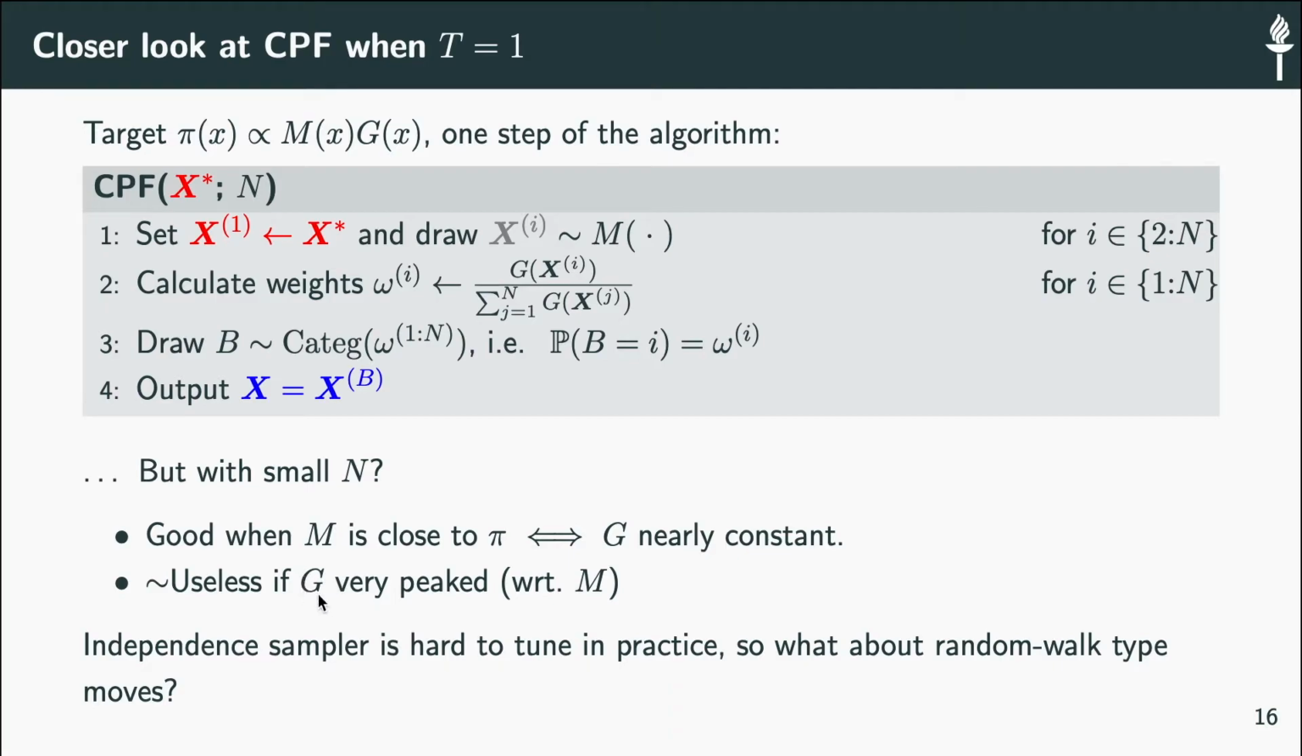But if g is really peaked, so if we draw from m we rarely hit the peak of g, then we often end up keeping this red guy and need an astronomical number of particles n to actually make it mix well. And of course, we can imagine that we could tune m and change the g so that we keep the same pi, but the independent sampler is known to be hard to tune in practice, but random walk moves might actually be better. So let's try that.